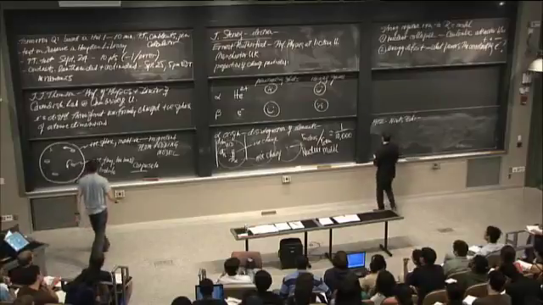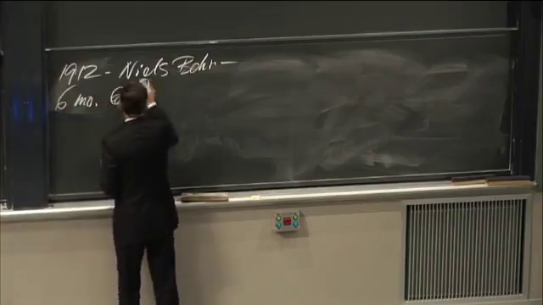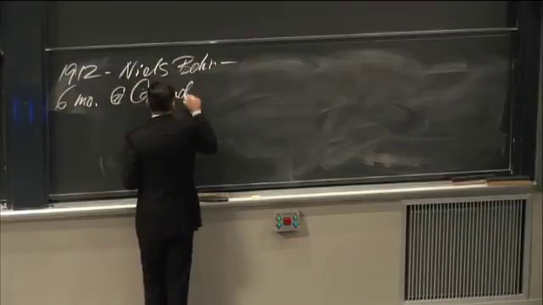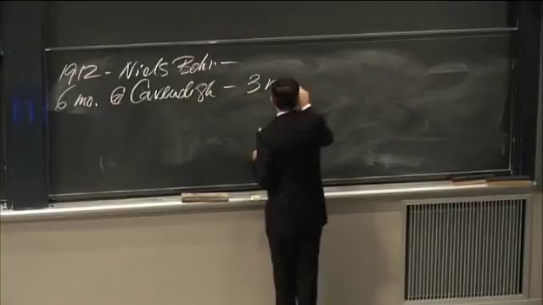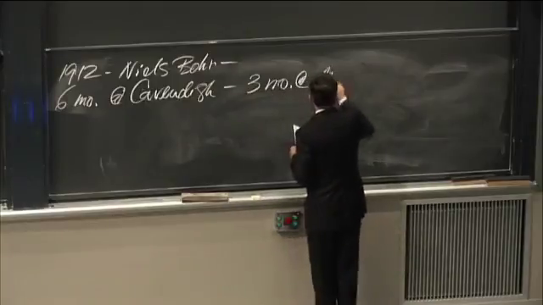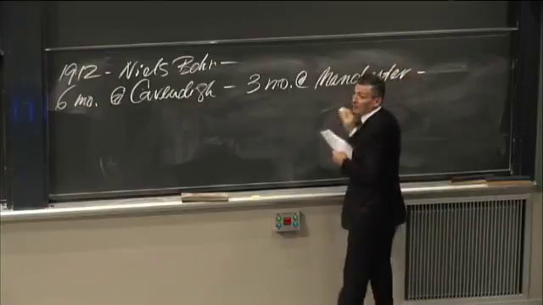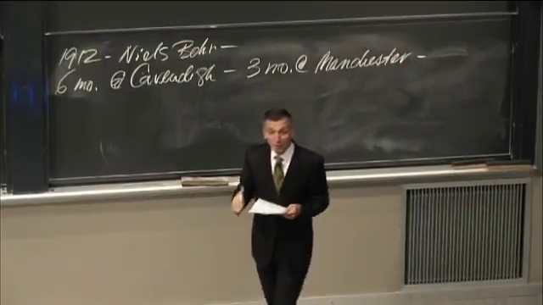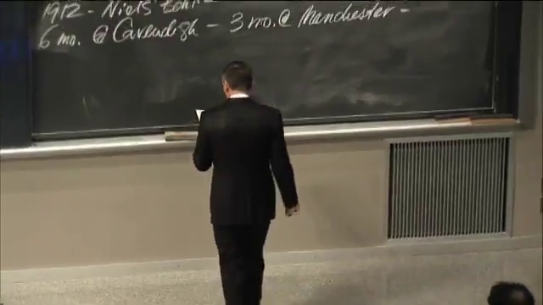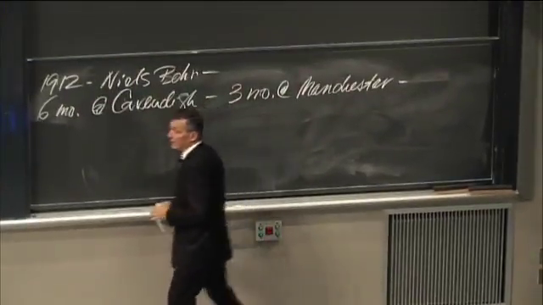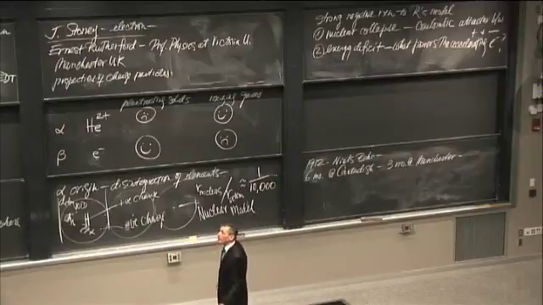So he goes and spends 6 months at the Cavendish lab with J.J., and then he goes up to Manchester and spends 3 months there with Rutherford. Why didn't he spend 6 months? Because he got a job offer and he went back to Copenhagen to start his teaching duties. And what he did is he developed a quantitative model for us. He developed a quantitative model.